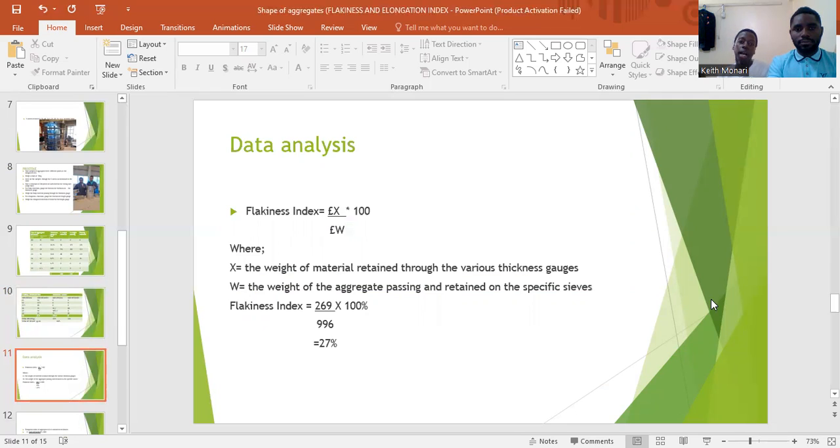Now, onto the data analysis, flakiness index was calculated using the formula summation of x divided by the summation of w times 100, where x represented the weight of the material retained through the various thickness gauges, while w represented the weight of the aggregate passing and retained on the specific sieves. Now, from our results, the flakiness index was calculated as 269 grams divided by 996 grams times 100%, giving us a flakiness index of 27%.